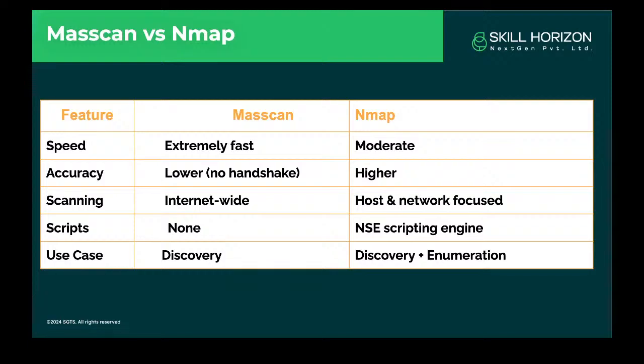If we talk about the scanning feature, Masscan is basically internet wide. You can scan the whole internet, and Nmap is a host or network focused tool. For scripts, Masscan provides none, and in Nmap we have NSE. If we talk about the use cases, Masscan is particularly used for discovery purposes, and Nmap is used for discovery and enumeration purposes. So there are some things that you need to know about before learning about Masscan.